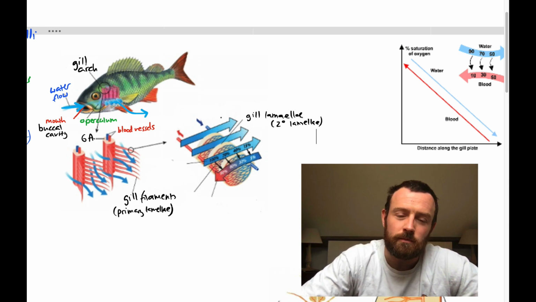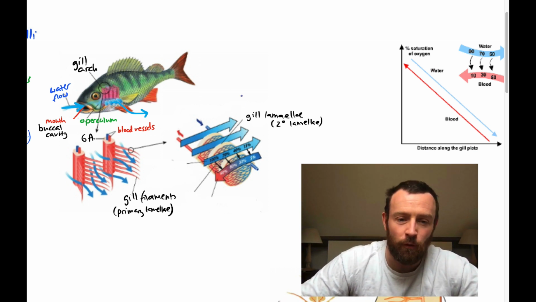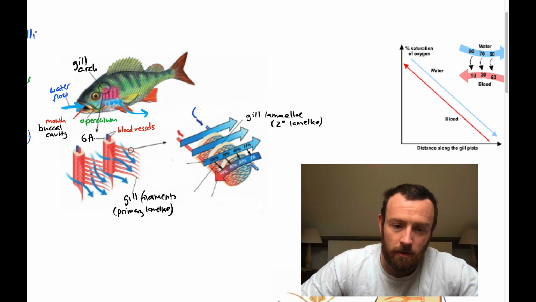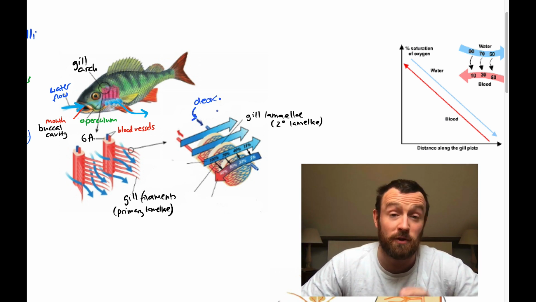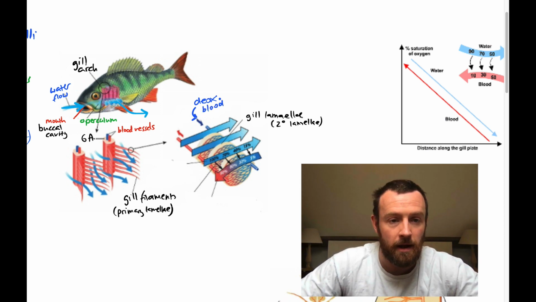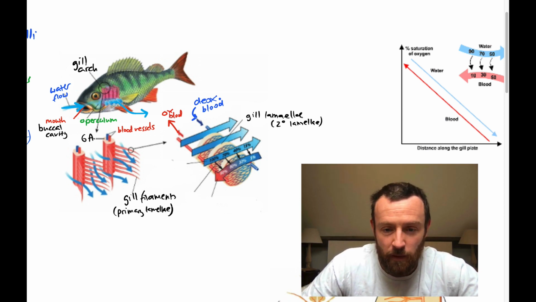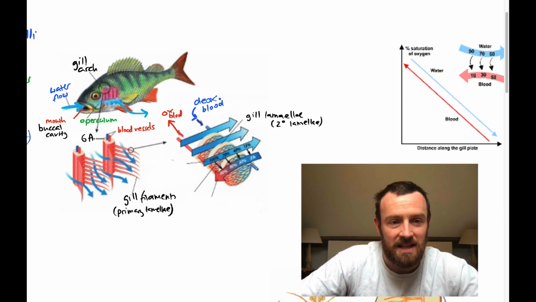Okay, so water flows in a one-way system across the gill plates. If we look at the blood flow, deoxygenated blood comes in, and then oxygenated blood comes out. Okay, so the blood is flowing always this way. We can see that here.